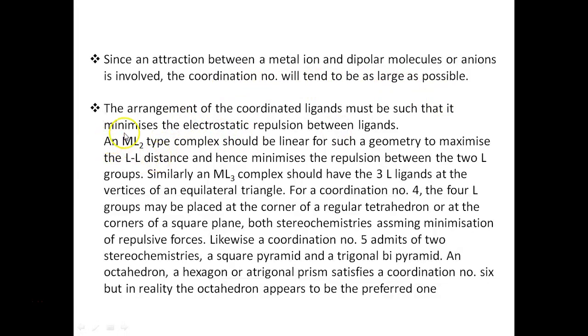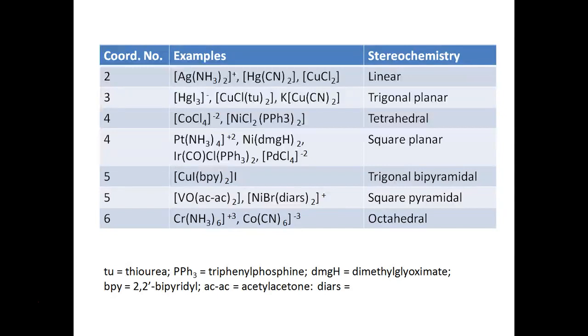Now, the arrangement in an ML2 type of complex should be linear, a geometry that maximizes the ligand-ligand distance and hence minimizes the repulsion between the two ligand groups. Similarly, ML3 will adopt a triangular geometry, ML4 may adopt a tetrahedral or square planar geometry, and ML5 will adopt a trigonal bipyramidal or square pyramidal geometry. Here is a table which shows the list of coordination numbers and the corresponding stereochemistry with examples.